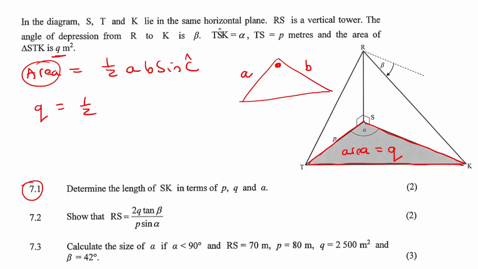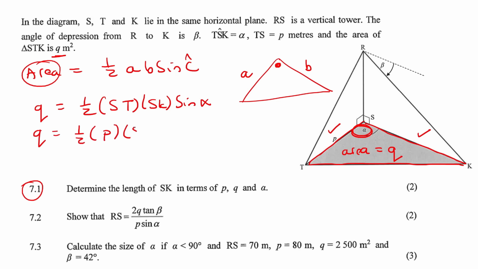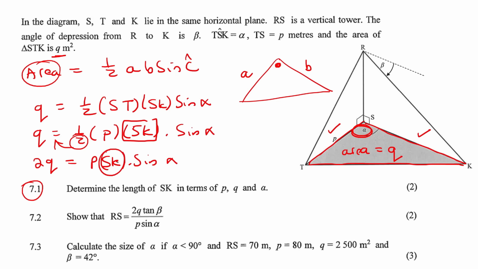I keep calling it theta. And so Q is equal to a half times P times SK times sin of alpha. Now, we need to get this by itself. So I'm going to multiply this 2 up to the top, so we end up with 2Q. Now to get SK alone, you're going to say 2Q over P sin alpha.